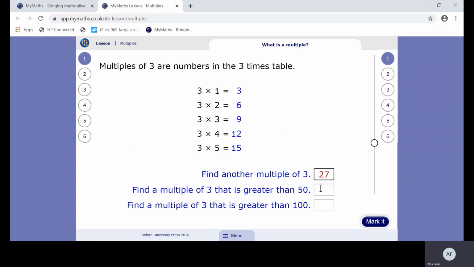Multiple of 3 that's greater than 50. So a multiple that's in the 3 times tables and greater than 50. When you think about it, it needs to be more than 50. What numbers are in the 3 times tables? So I know 72 is, that's greater. Something greater than 100: 300, okay? So that's how you do it.